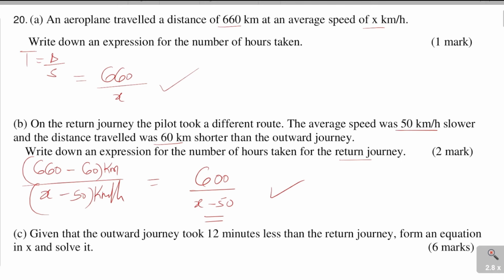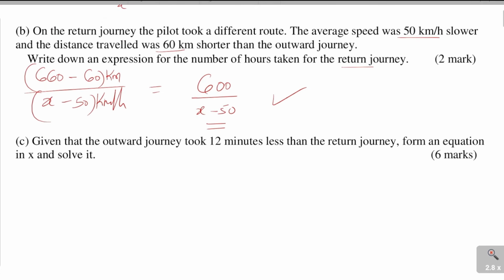So that means if the outward journey took 12 minutes less, the first thing we're supposed to do, because the expressions that we have are in terms of number of hours taken, is convert our 12 minutes to hours. And that will be 12 divided by 60, which is a fifth of an hour.